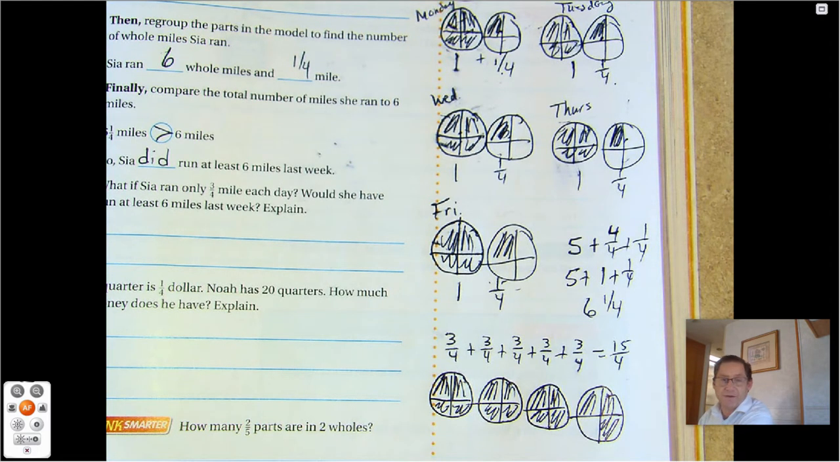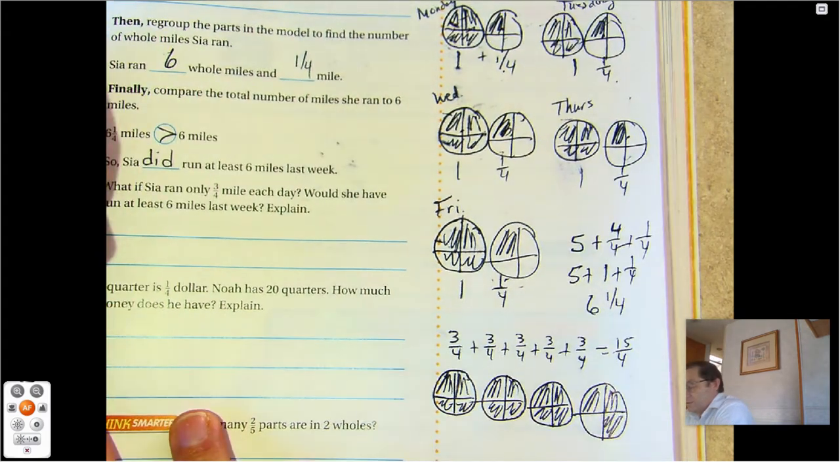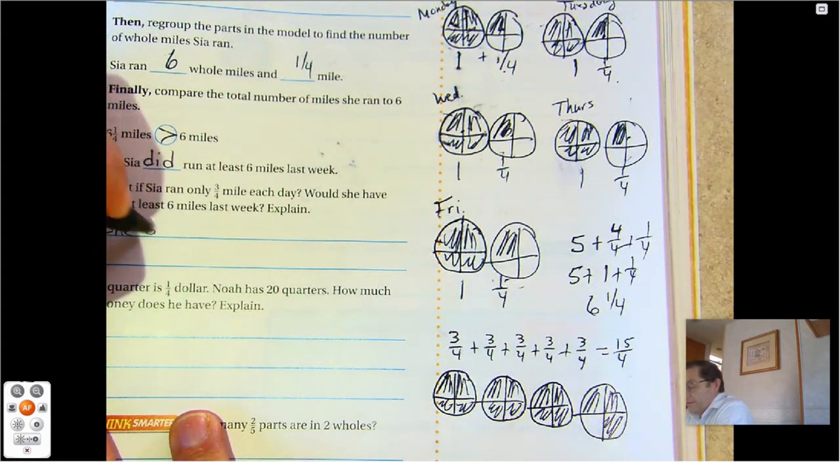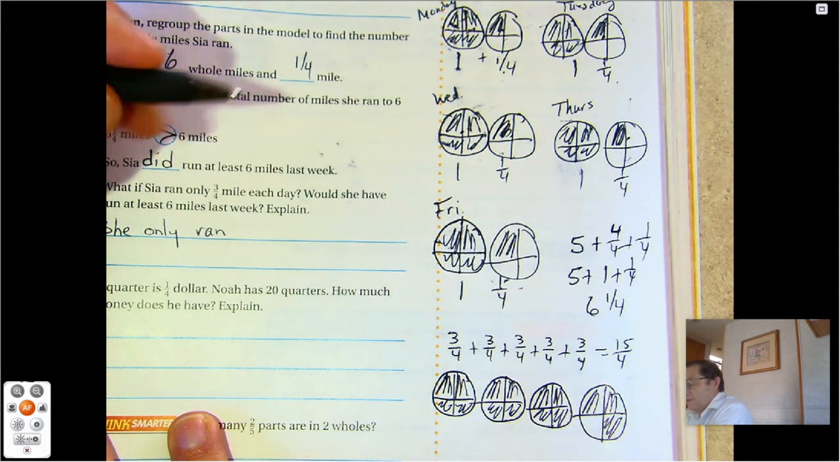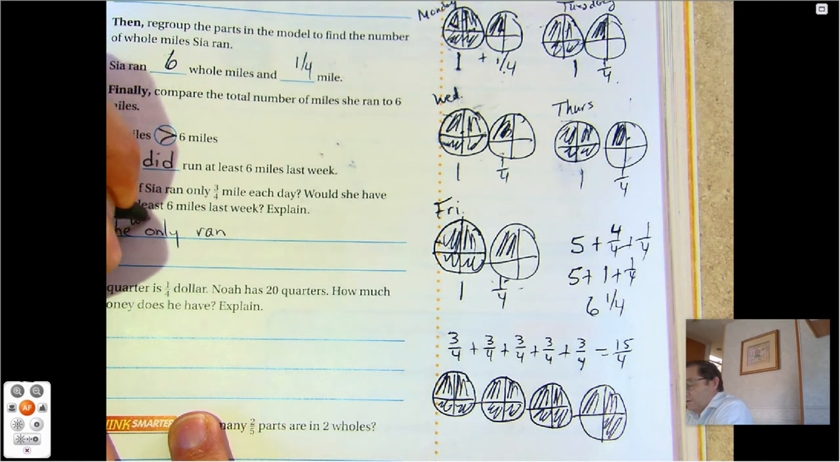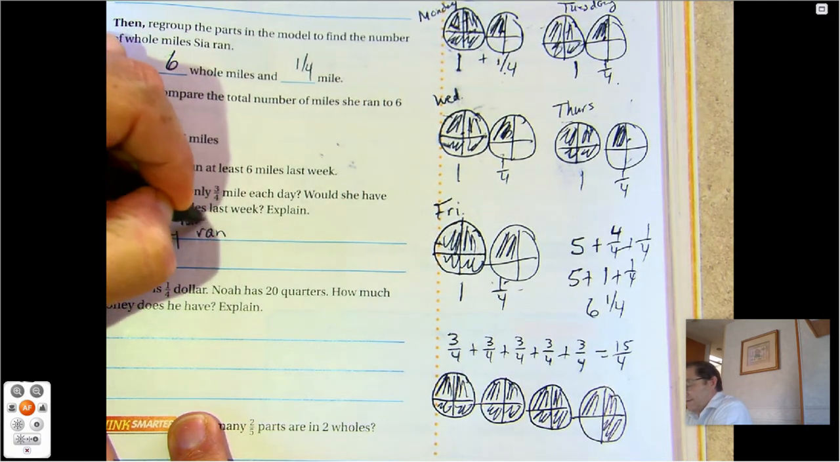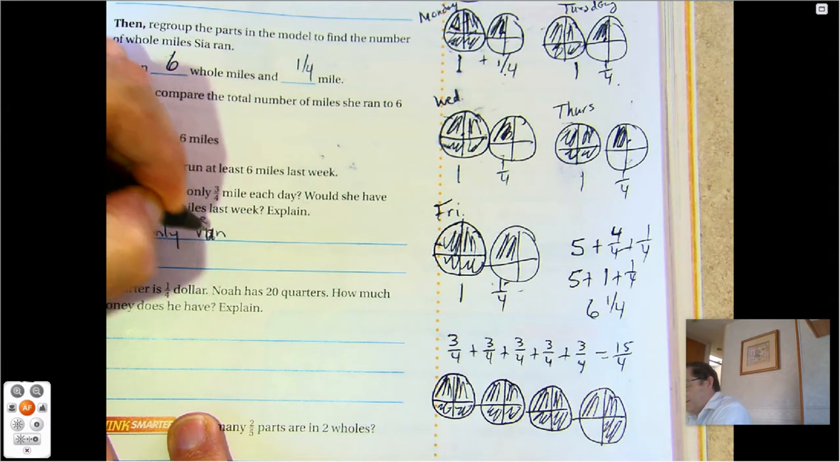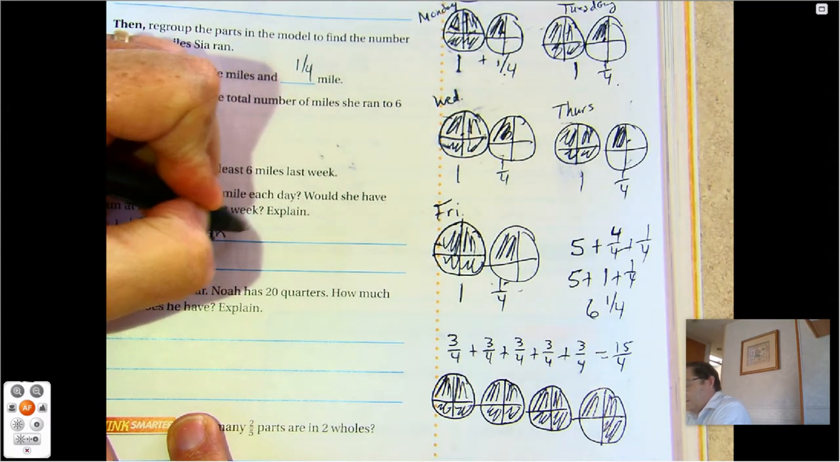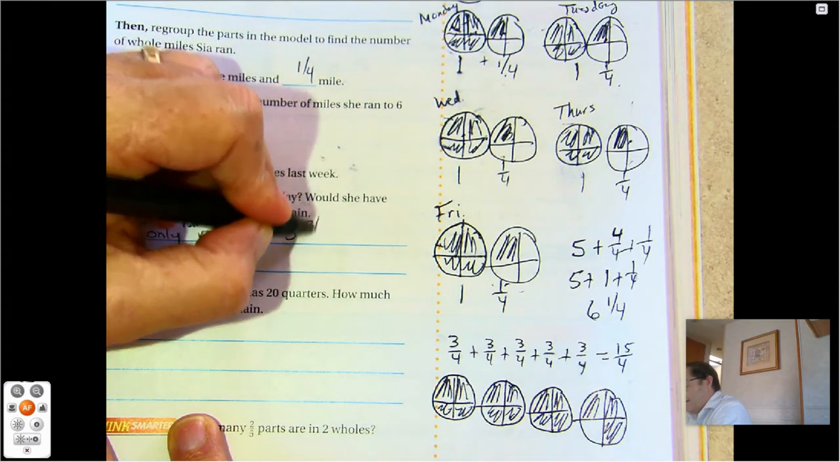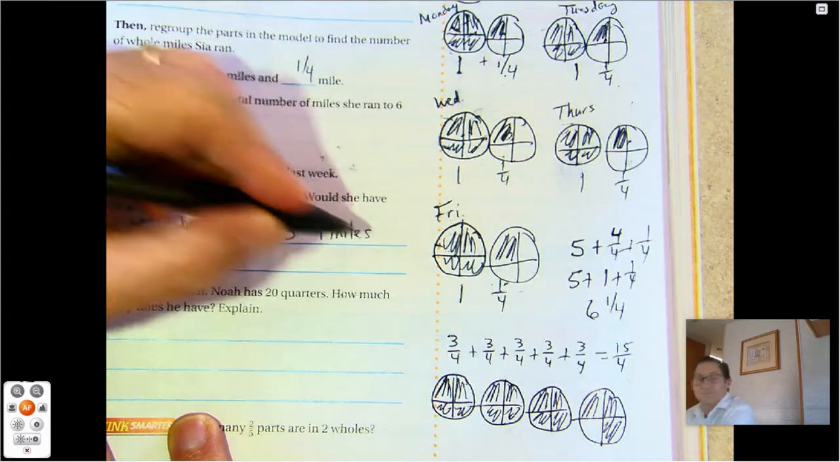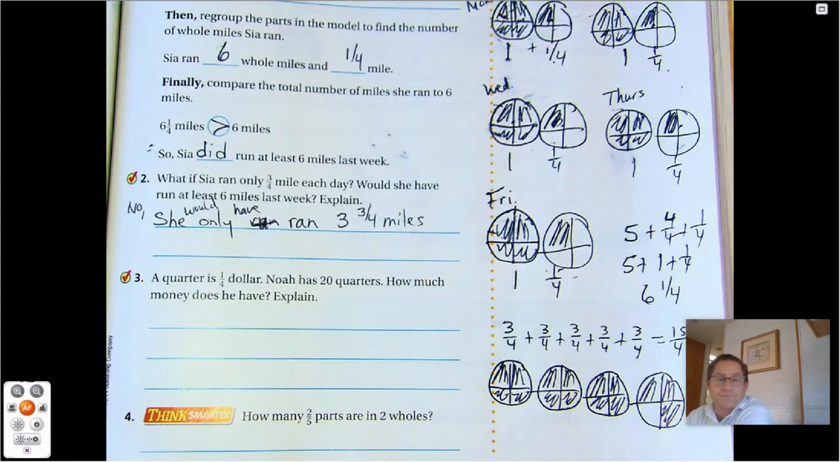No, she didn't run 6 miles. She would have only run 3 and 3/4 miles.